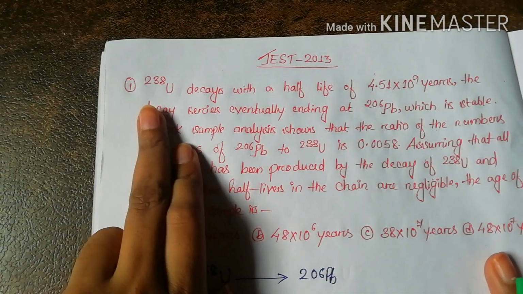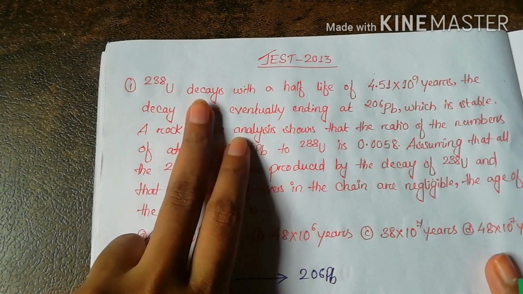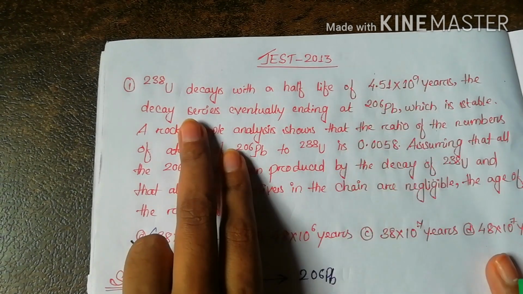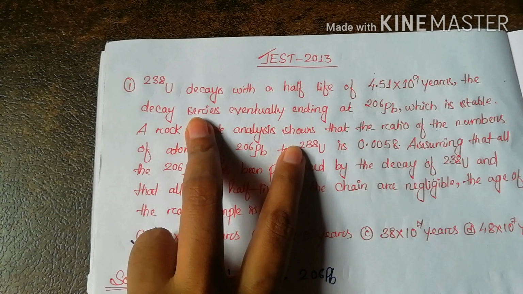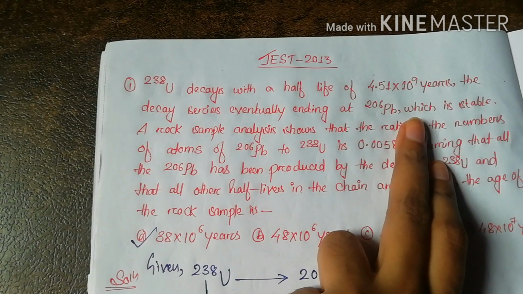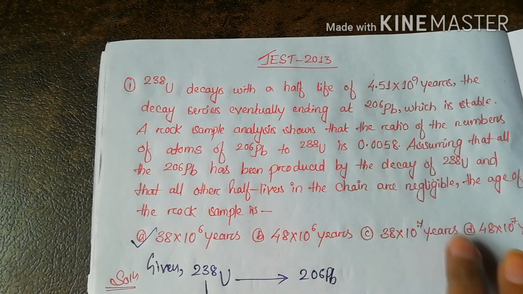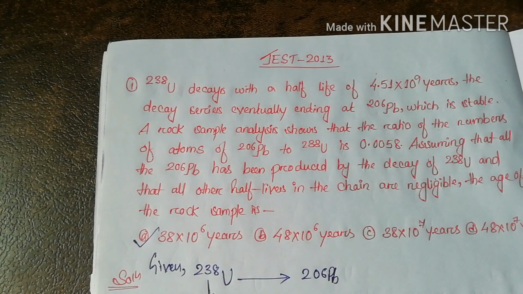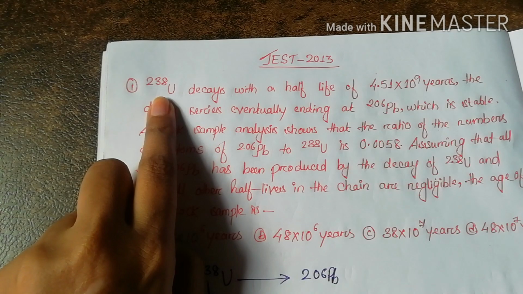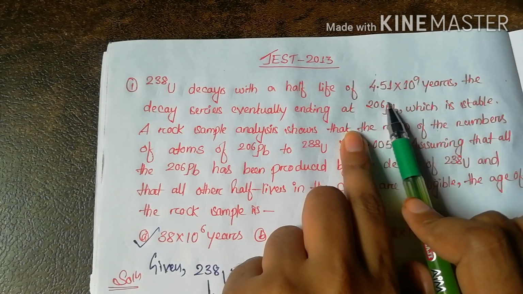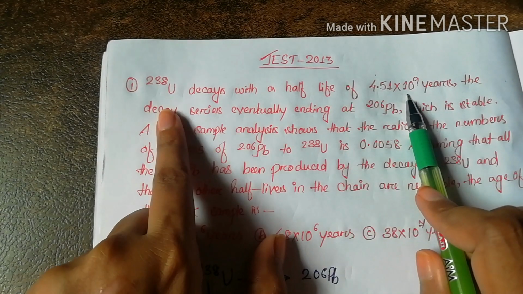So what is the question here? It is given here, uranium-238 is decaying with a half-life of 4.51 times 10 to the power 9 years, and the decay series eventually ends at lead, that is Pb-206, which is stable. Whenever any element decays, it goes through many unstable elements. It will continue until we get a stable element. So from uranium-238 we are getting lead-206, which is stable, and this is the half-life of uranium-238.